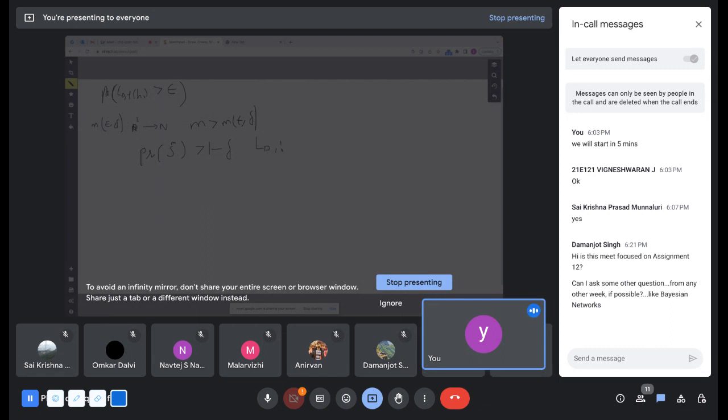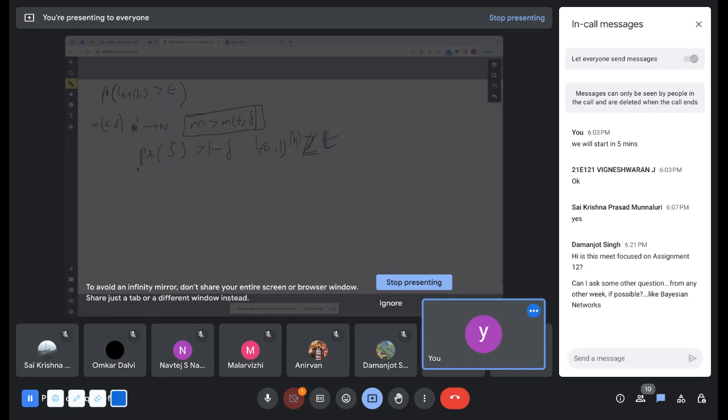L_{D,f}(h_S) is less than epsilon. If your m is greater than this, you can guarantee that this quantity is less than epsilon. I was planning to prove this, at least in the PAC setting, but let me give more intuition rather than going into the proof.